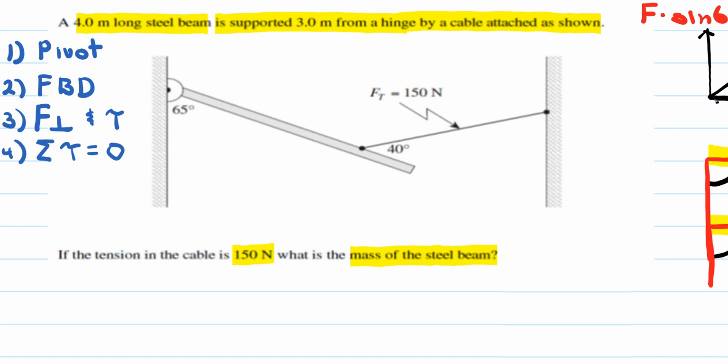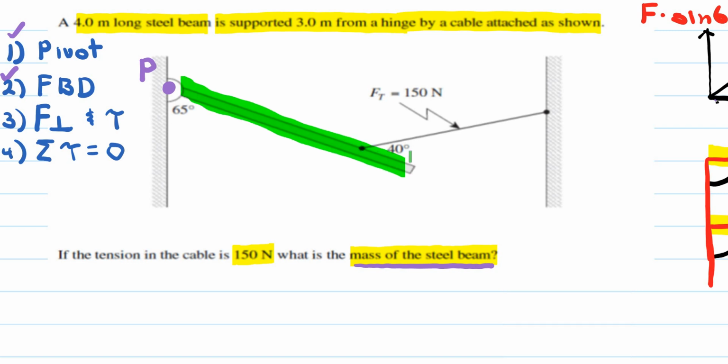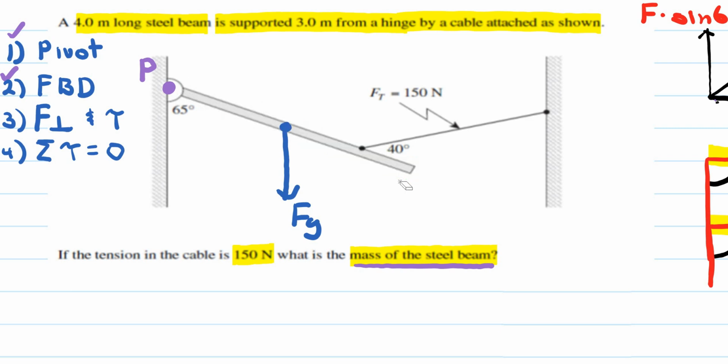Let's go ahead and draw our pivot point first. A very good strategy is to put the pivot point right against a wall, and therefore we can eliminate any forces on that wall, and then we can find torques at some of the other obvious locations. If we draw in our free body diagram, since we're trying to find the mass of the steel beam, we know this 4-meter long beam has weight, so we'll go to the center of gravity right here, and we'll draw our force of gravity just vertically downwards like that.